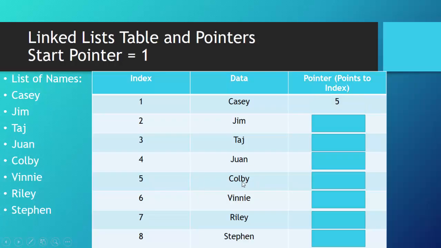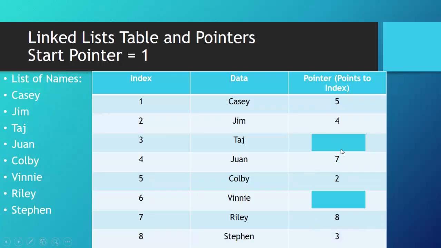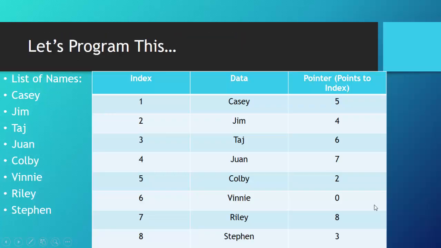Colby's next. Colby points to the next item, which is Jim. So Colby is going to point to 2. Jim would point to the next item, which is Juan. Juan points to the next item, which is Riley. Riley points to the next item, which is Steven. Steven points to the next item, which is Taj. Taj points to the last name, which is Vinny in index 6. Now, because we don't have index 0, our null pointer is going to be represented by a 0. Now that Vinny's pointer is 0, we know that we have reached the end of the linked list. So let's go ahead and program this.